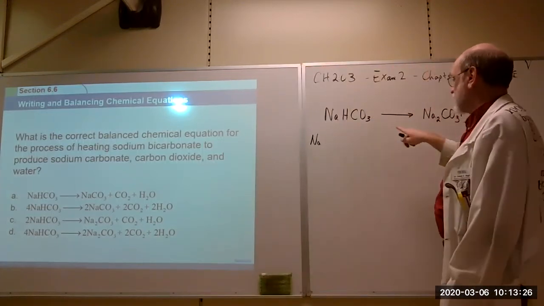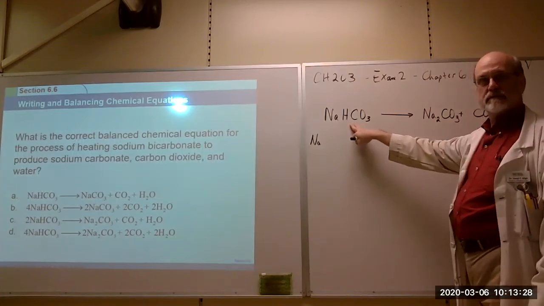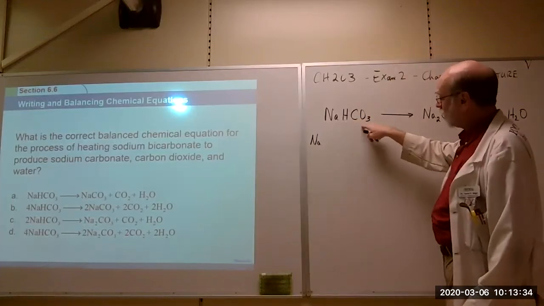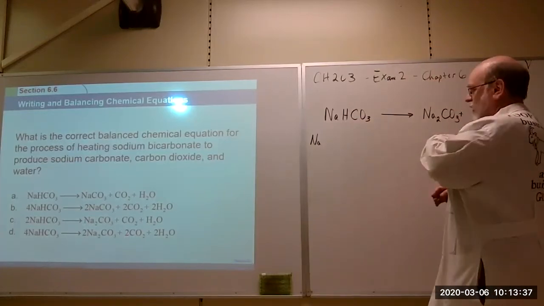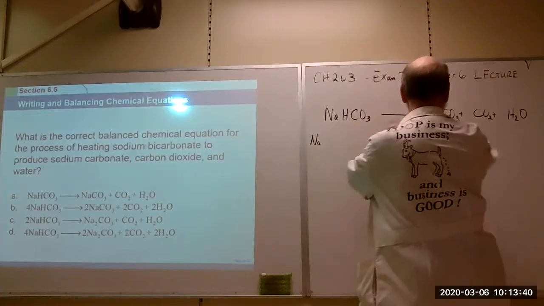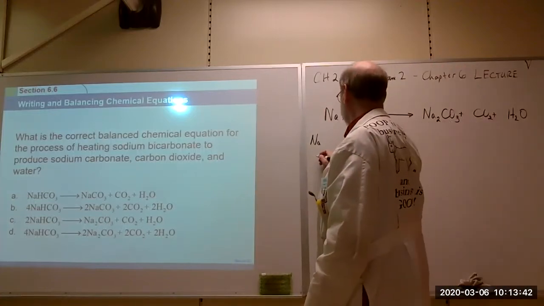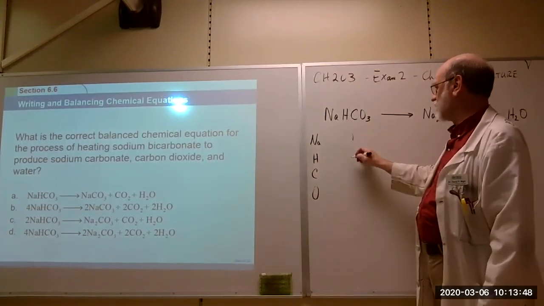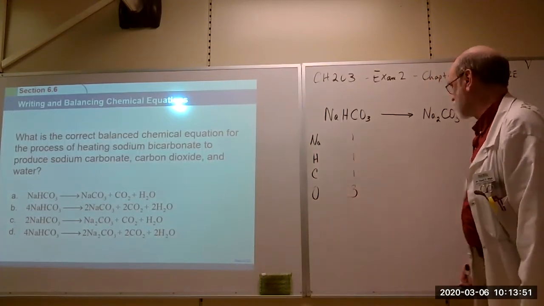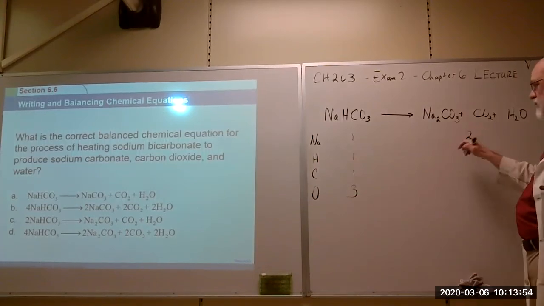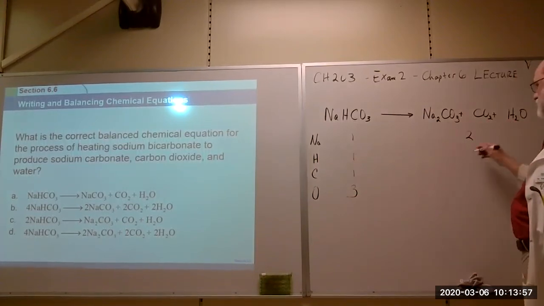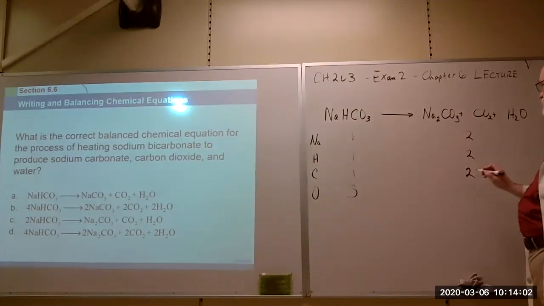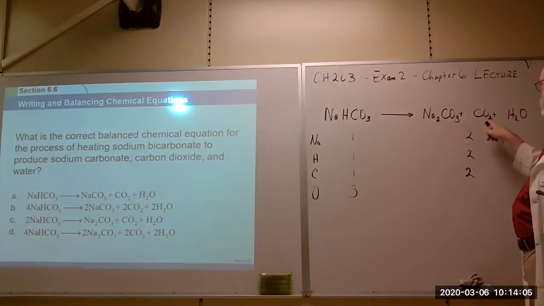Notice that the bicarbonate does not remain intact. So we have to write it. Actually, we could take the carbonate out, or we could just bust everything apart. Why don't we do that? Just see how difficult it is. Sodium, hydrogen, carbon, oxygen. So we have 1 sodium here, 1 hydrogen, 1 carbon, 3 oxygens. We have 2 sodiums here, 2 hydrogens, 2 carbons, and oxygens, 3, 4, 5, 6.